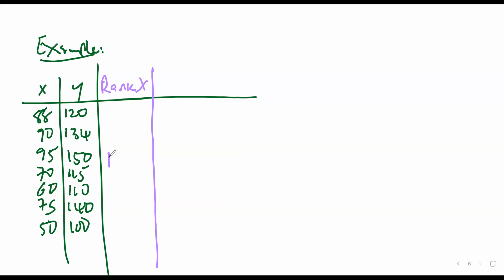Then number 2 will be 90. Then this will be number 3, then number 4, number 5, number 6, number 7. So what we've done is rank the values of X such that the highest value is given rank number 1. You can do the reverse and assign the smallest value number 1. But if you do that to X, do the same to Y.